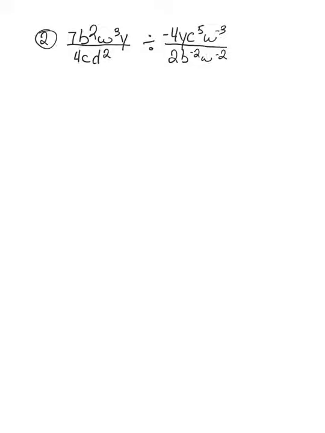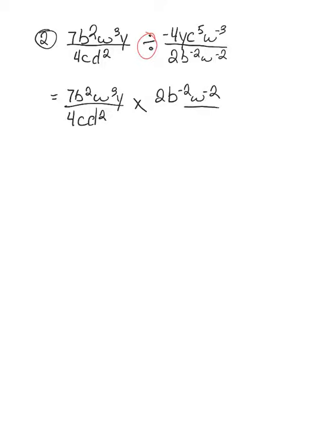Now for this question, we can see that we have a division sign. And what the division sign means is basically flip the second fraction and multiply. So we're going to write that just so it's a little bit easier to comprehend. And now multiplied by 2b negative 2w to the negative 2 all over negative 4y c to the fifth w to the negative 3.